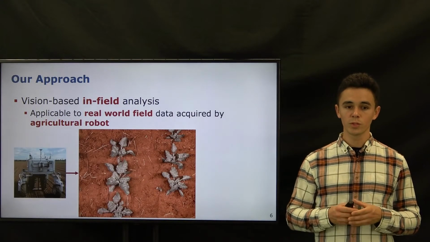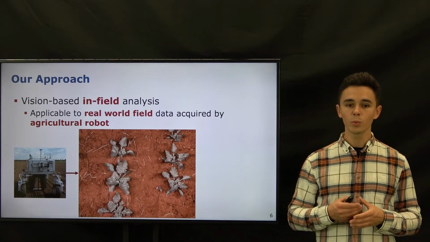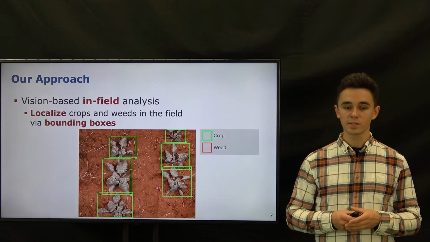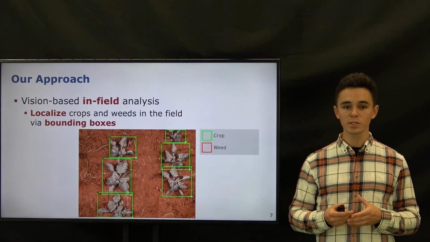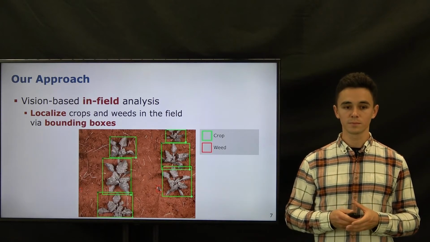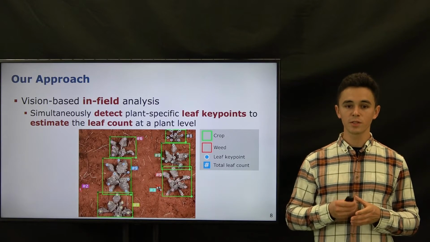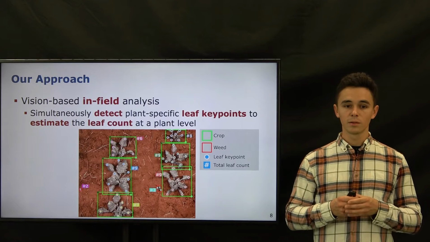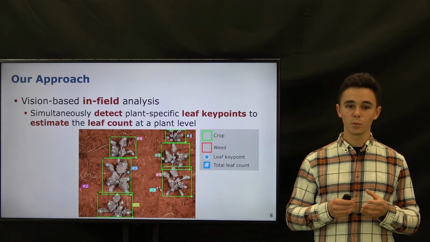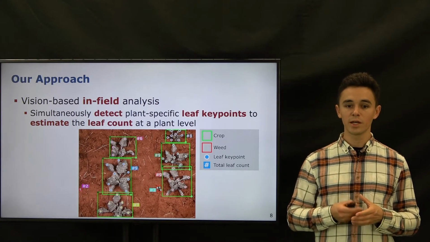In our work, we developed a vision-based model which is applicable to real-world field data acquired by agricultural robots and enables us to localize crops and weeds in the field by predicting their corresponding bounding boxes. At the same time, we detect plant-specific leaf key points, which we associate to individual plants, which allows us finally to estimate the total leaf count at a plant level.